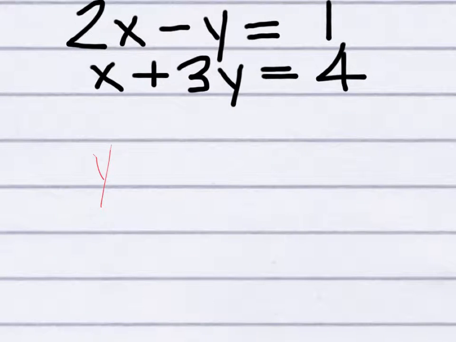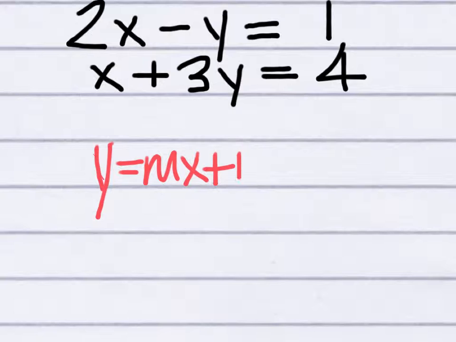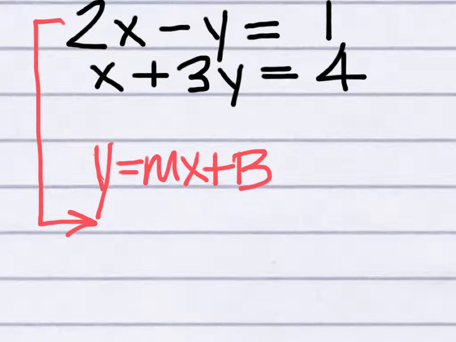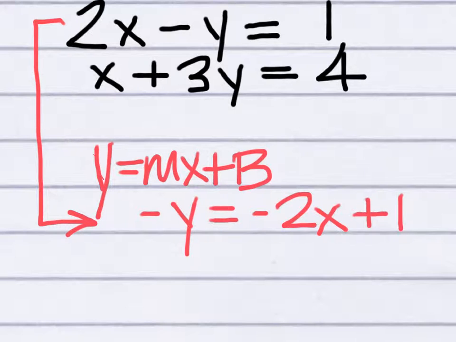This is from the 9th grade. And that is y equals mx plus b. So the first equation, to get y by itself, you move the 2x to the right side and you're left with negative y on the left, negative 2x on the right and keep the plus 1. You may not have a negative y on the left. Divide everything by negative 1 to get y equals 2x minus 1.